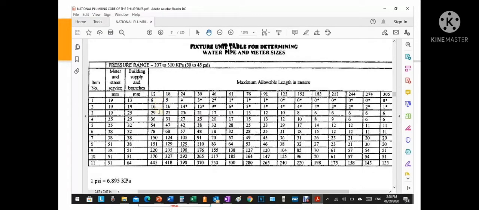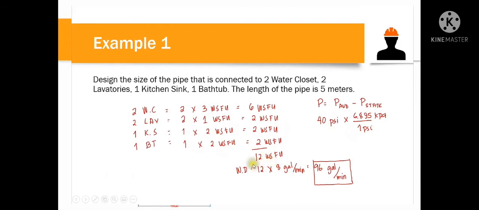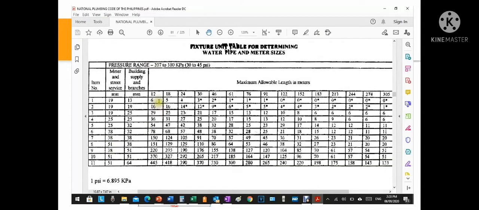Now, the total fixture unit is equivalent to 12 WSFU, or 12 water supply fixture units. So, we have here 12. Now, 12 is in between 6 and 16. Correct? So, we choose 16 instead. Okay? Now, project to the pipe size.